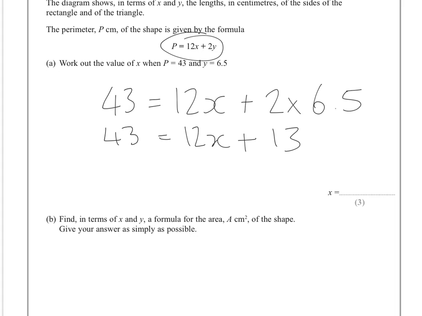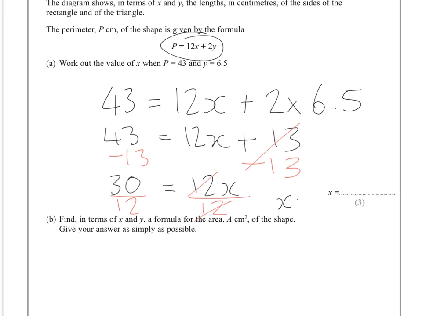To get rid of the 13, I need to take it away on both sides, hence leaving me with 30 on the left hand side and 12x on the right hand side. To get rid of the 12, I need to divide by 12 on both sides. Therefore, x equals 30 divided by 12, which equals 2.5.